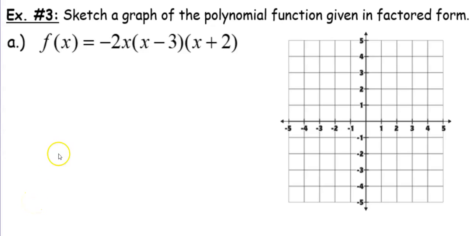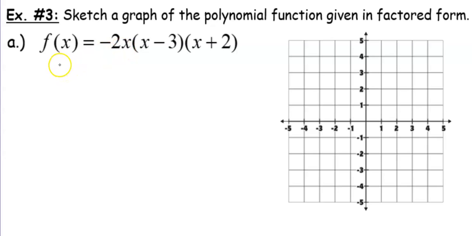Alrighty, so in this video we are going to graph a polynomial function, and then I'm going to give you the graph of a function, and we are going to write what the function is. So when I see this polynomial function, they are giving it to me in factored form. I can immediately see that we have 1, 2, 3 zeros.